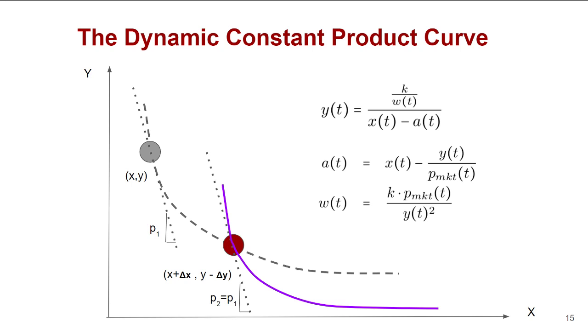And in particular, if we apply the equations that are given on the slide, in particular adapting a of t and w of t to the current market price, then we can ensure that the new curve satisfies the property that it passes through the value of the liquidity pool at the current time, and its slope will be equal to the market price at the operating point.